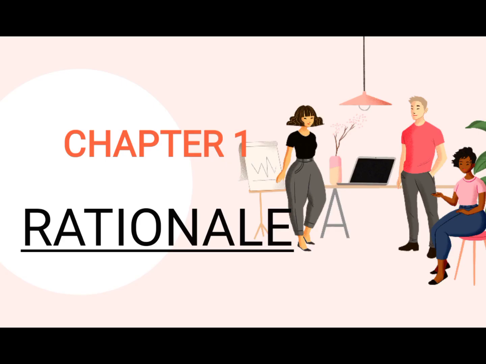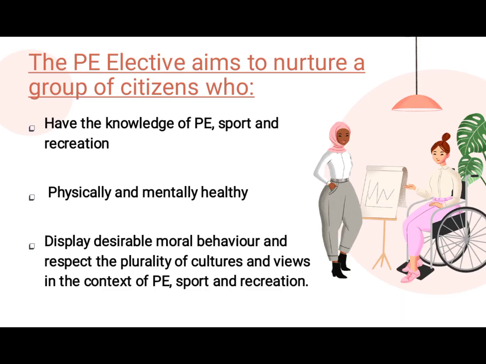And today, I am going to discuss the Chapter 1 Rationale. The PE elective aims to nurture a group of citizens who, first, have the knowledge of physical education, sports, and recreation. This is to enable them to understand and be critical, reflective, and independent thinkers when they confront issues that affect their daily lives at personal, community, national, and even global levels.